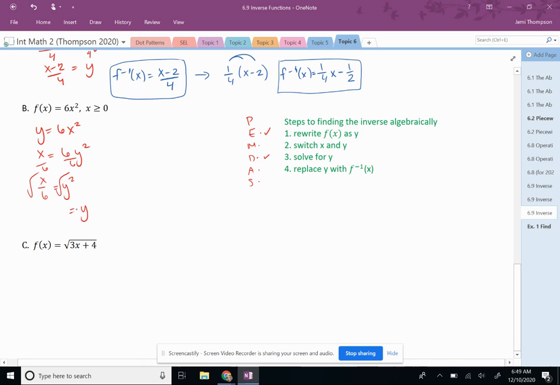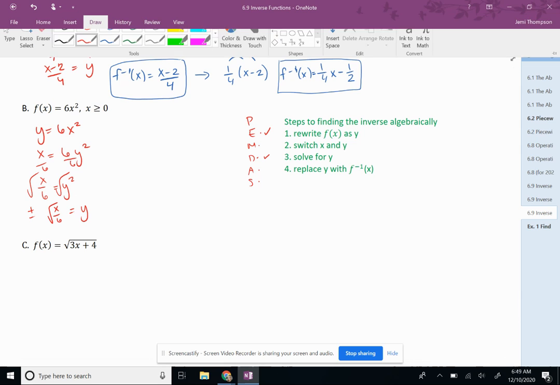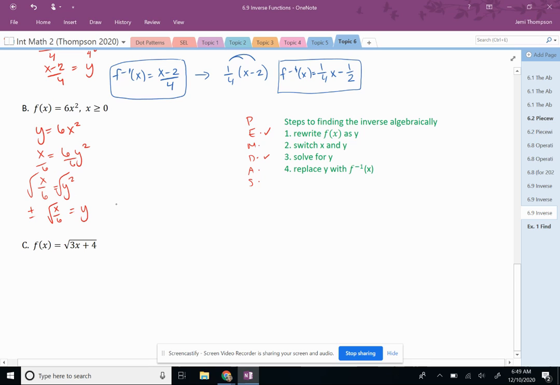And I'm left with y is equal to, whenever I take the square root of both sides, I get plus or minus, and then I have the square root of x divided by 6. I'm going to rewrite that with f inverse of x. And I'm going to pause because I need to go back and reconsider the greater than or equal to.